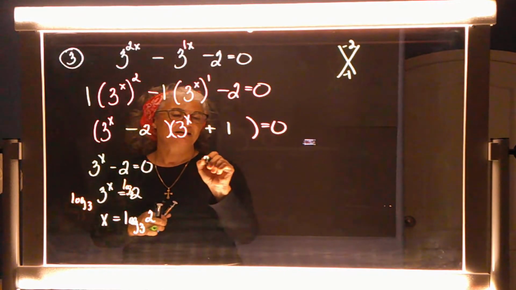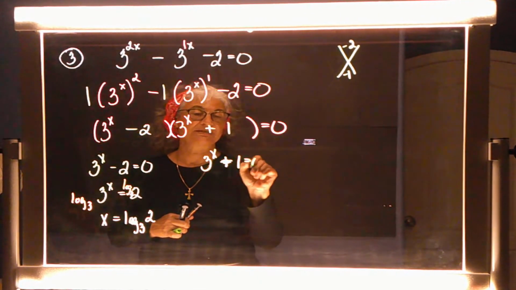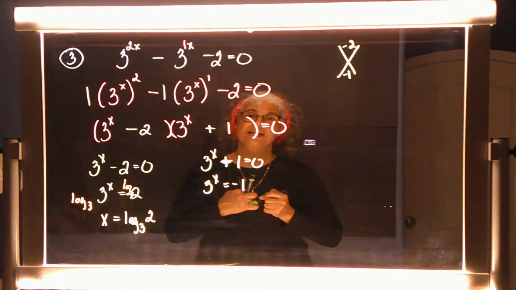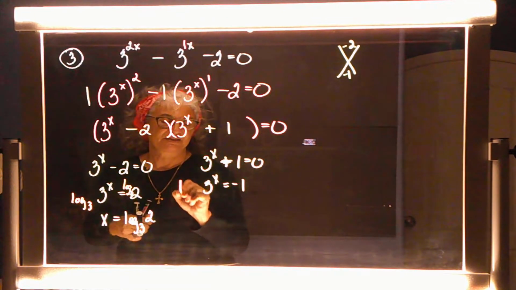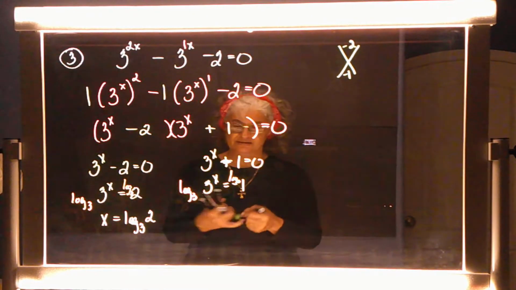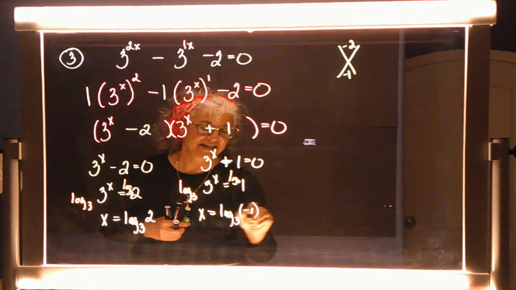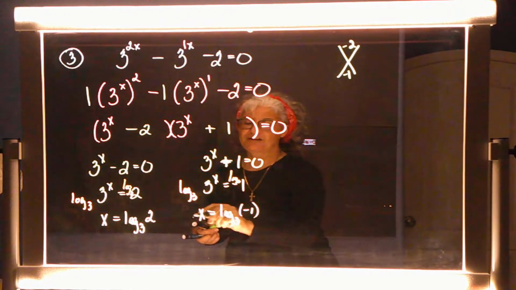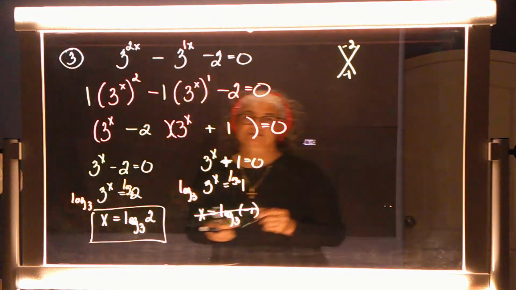This second one, I have 3 to the power of x plus 1 equaling 0. I have to move the 1 over. And now I need to get that base of 3 out of there, don't I? How do I do it? Good. I have to take the log base 3 on both sides, which means on the left I just get x, and on the right I get log base 3 of -1. Is that a viable answer? Nope, it's not, because I can't take the log of a -1. So right here is my only answer.